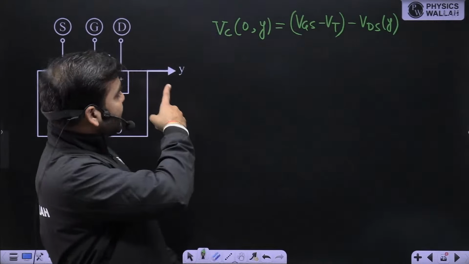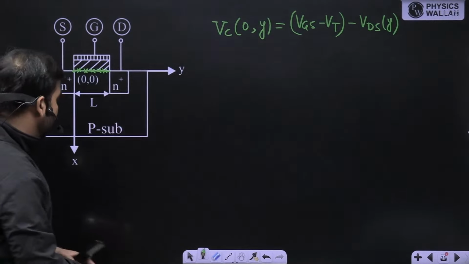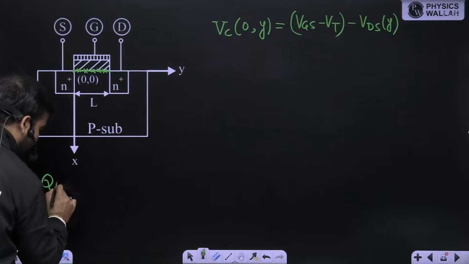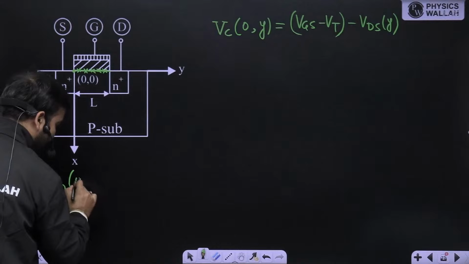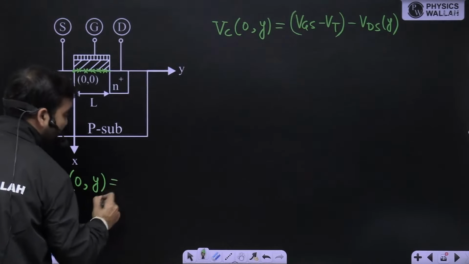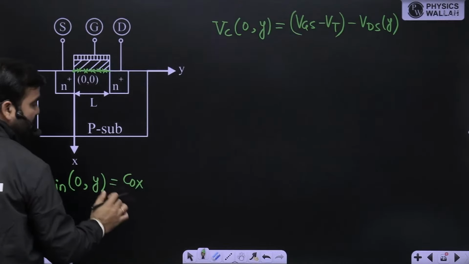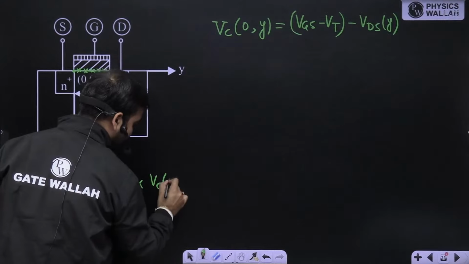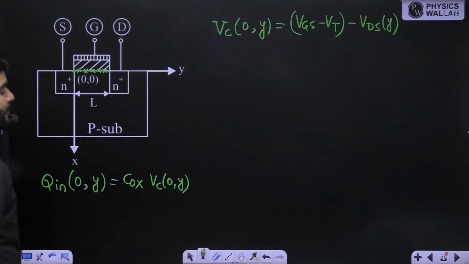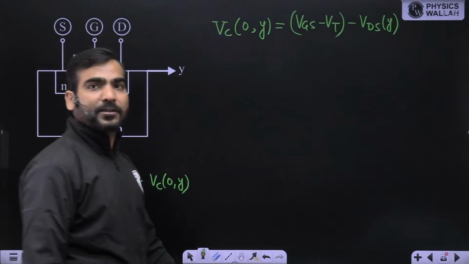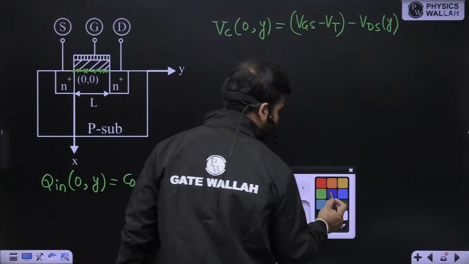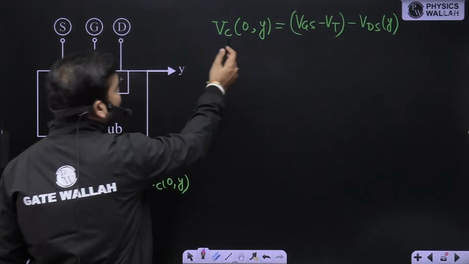This potential is useful for calculating the inversion charge, because the inversion charge in the channel at X equals 0, at any distance y, in the inversion region, is COX multiplied by this VC. This is the formula for inversion charge. Now, definitely you have to find this at y equals L by 2.